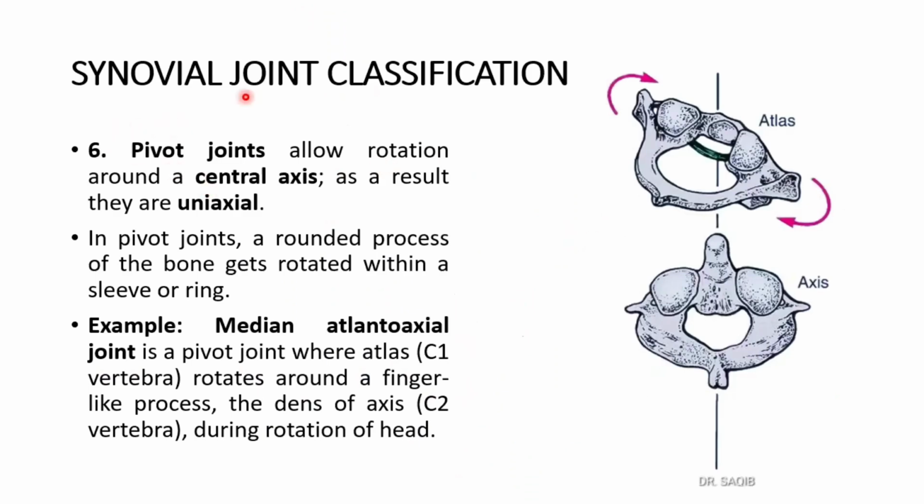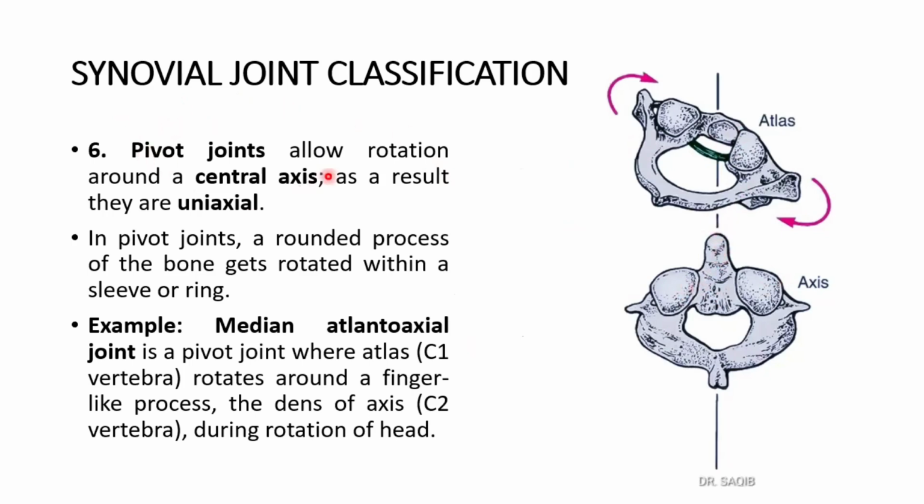And last, the pivot joints, right? You could see this, interesting. This is the axis, which is the second cervical vertebra, and this is the atlas, right? This is the axis and atlas. This is the part of the axis. The second vertebra is the dens, right?